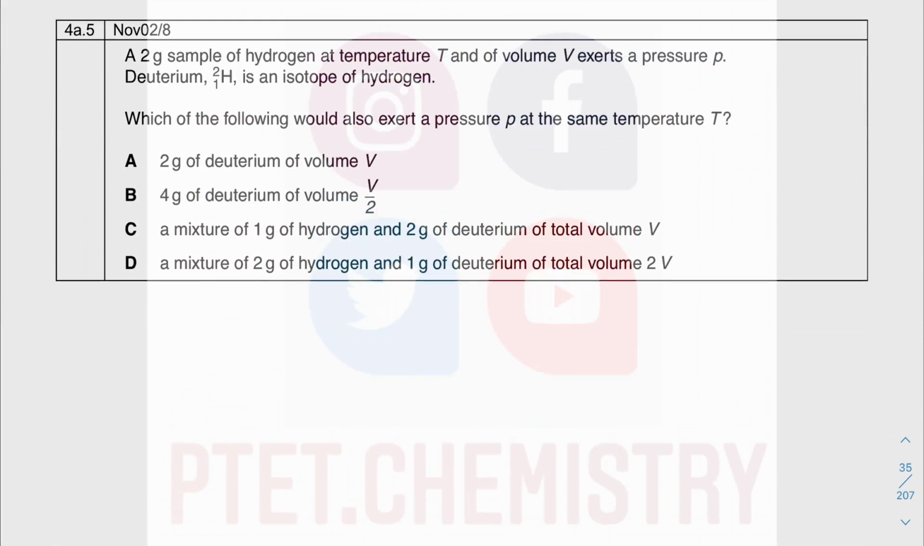Okay. So in this question 5, we are back to gas laws. We talk about a pressure P and same temperature T. So that means constant temperature.